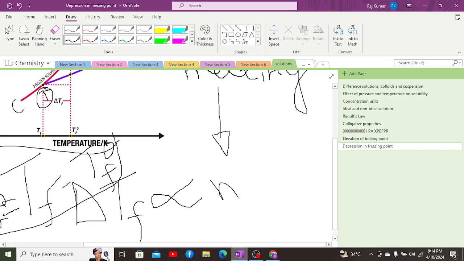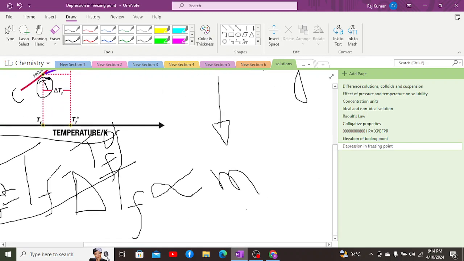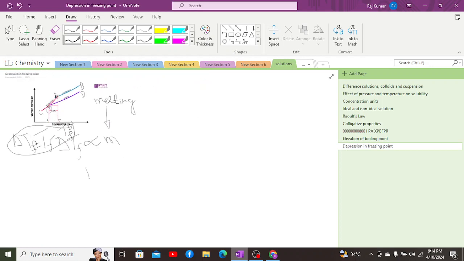Delta Tf is directly proportional to molality, experimentally proved. Removing the proportionality sign, we add a proportionality constant, known as Kf, the molal freezing point depression constant, or the cryoscopic constant. Again, it depends on the nature of the solvent and not on the nature of the solute, because the nature of the solute does not play a vital role unless it is ionized.